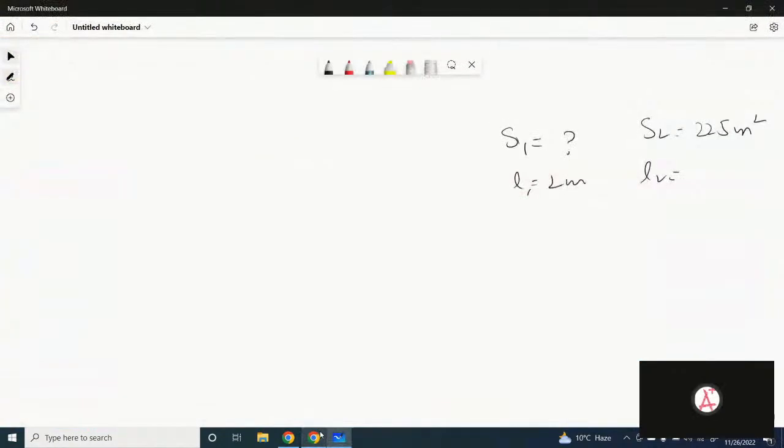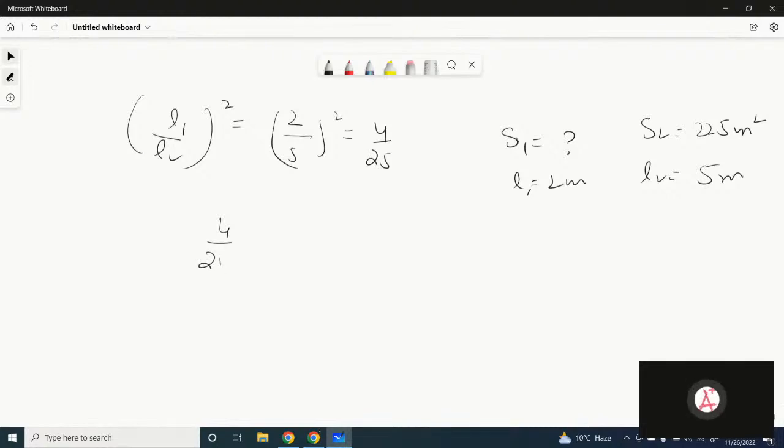5 meter. Got it? So whenever you have to calculate the surface area, you have to square the length of the sides you are given. Just do L1 divided by L2 and calculate the squares. It would be 2 divided by 5, and their squares are 4 divided by 25. Now just form a proportion between the corresponding sides and the corresponding surface areas. It would be S1 divided by S2. So 4 divided by 25, you have to find the S1, and S2 is 225.